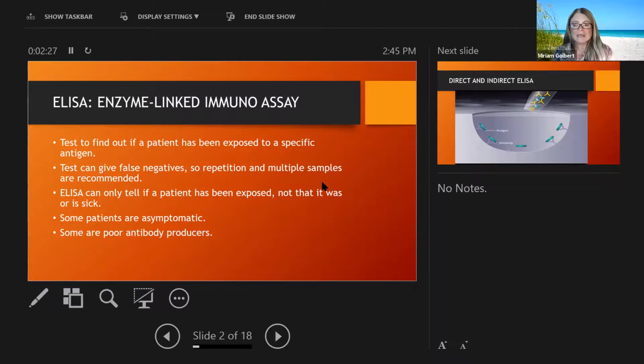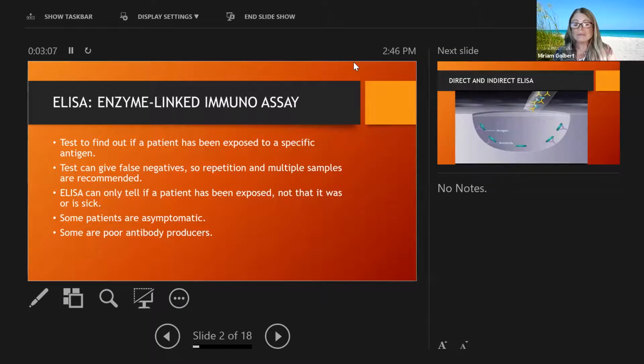So ELISA is very common in many labs. Some labs, that's all they do is just do ELISA. You just need little blood plasma, and all you can tell is that the patient has been exposed. You cannot tell if the patient is sick, because you can have a lot of asymptomatic patients. And we've seen this with COVID. A lot of asymptomatic patients can transmit the disease, even though they don't have any symptoms.